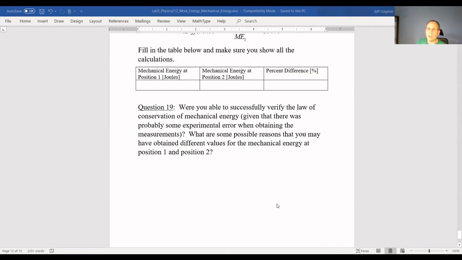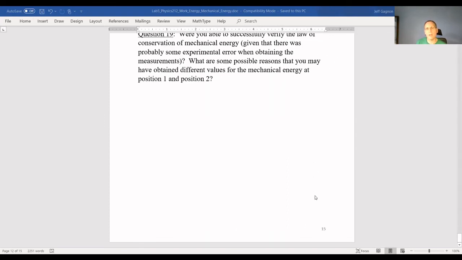And then simply the last question: were you able to successfully verify the law of conservation of mechanical energy? Given that it's an experiment, there's going to be some error. It's really hard to figure out exactly how far up that car goes when it is actually at rest. There could be a little bit of friction there. Those wheels aren't perfect. So there are a few reasons why you may not have obtained the same exact mechanical energy values. But in theory, if there was no friction, no air resistance, and you had exact measurements, these two values should be exactly the same. Okay, so hopefully they're fairly close.